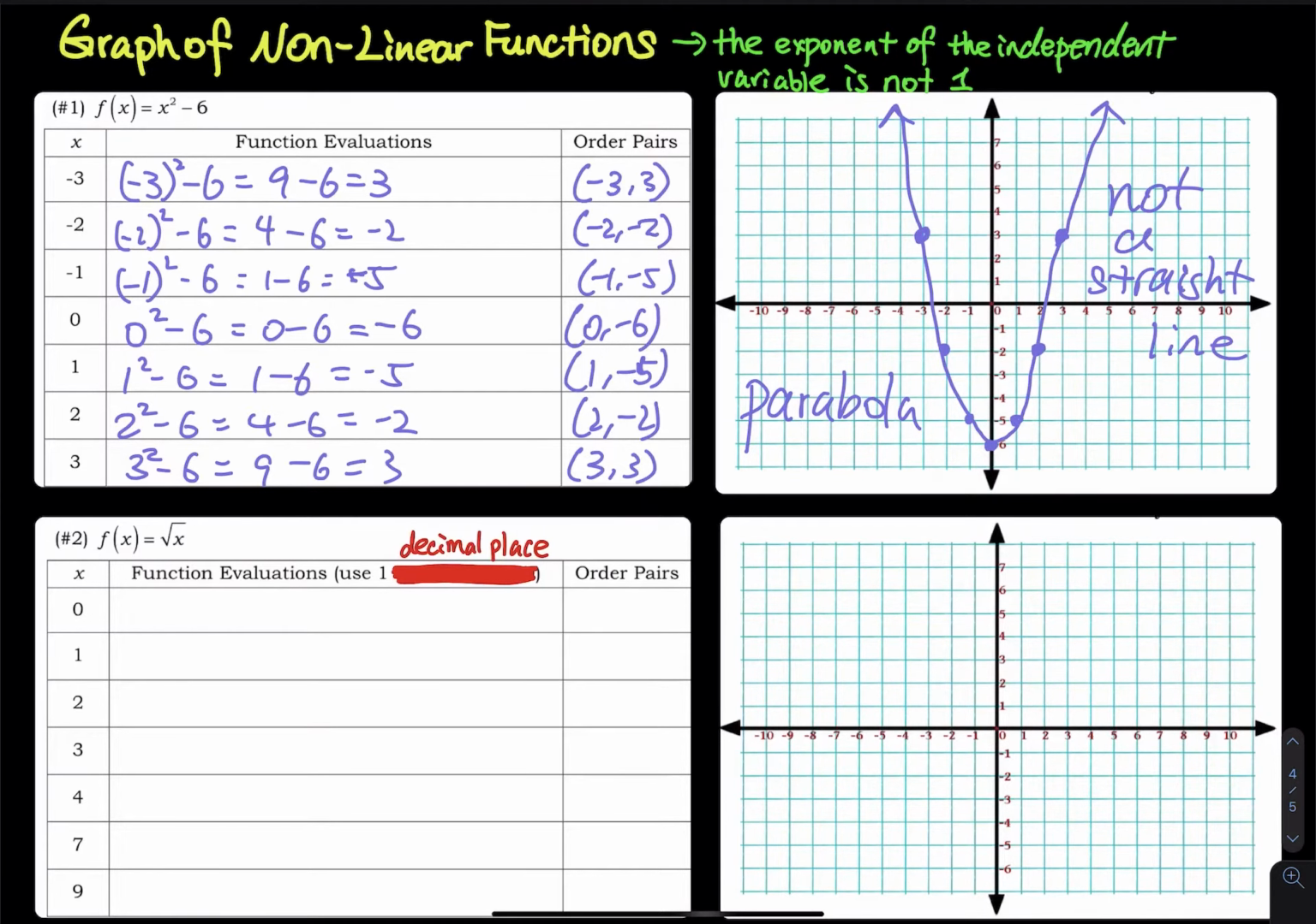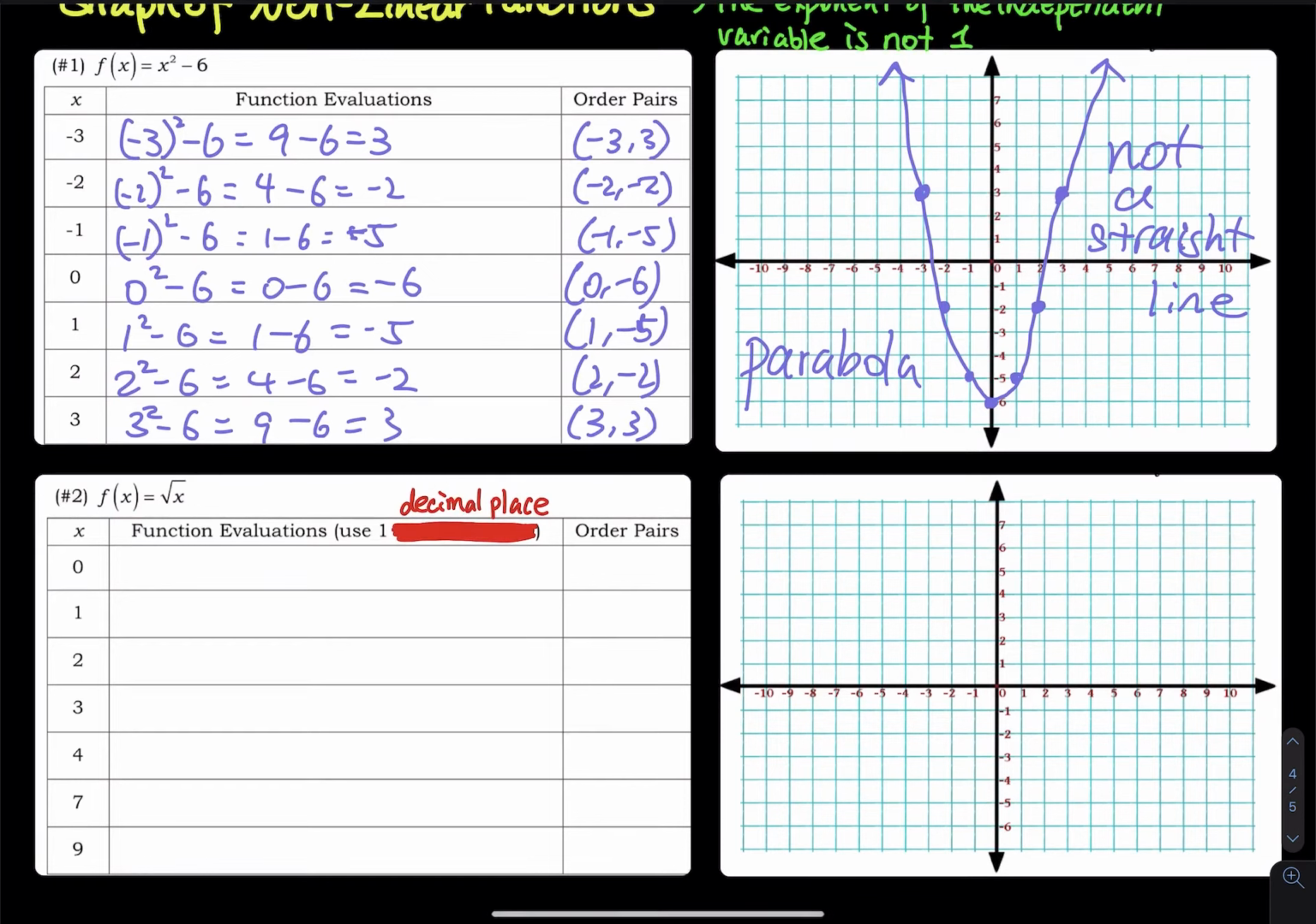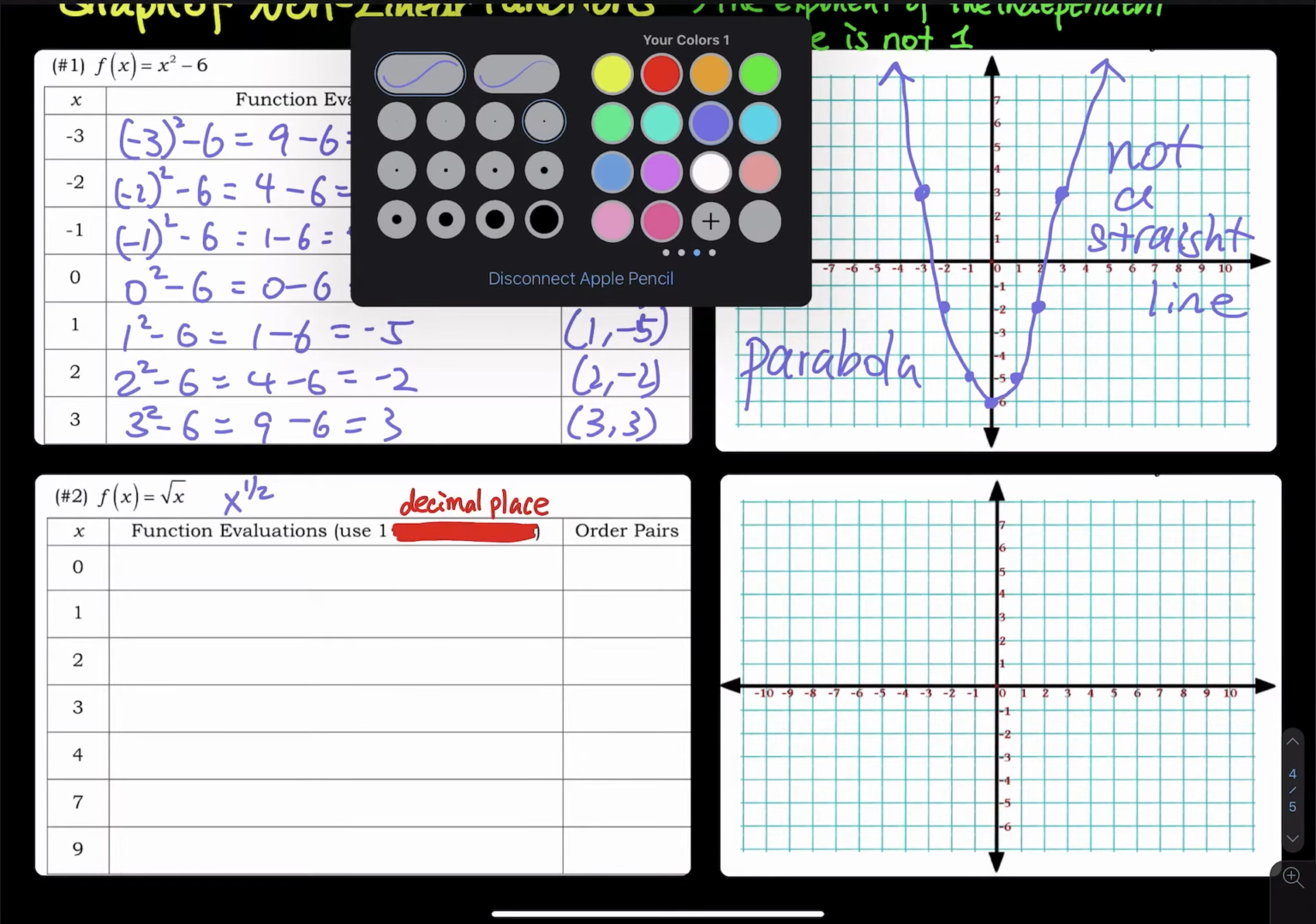Let's take a look at the next one. The next one is a square root. So where is the exponent? The square root of x is the same thing as x raised to the half power. Alright, so 1/2 is not equal to 1, so the graph is not a straight line. So when x is equal to 0, the square root of 0, let's use another color.